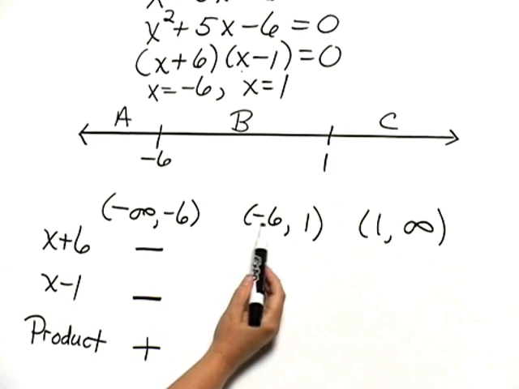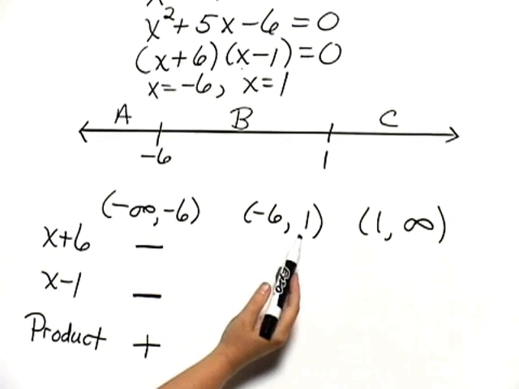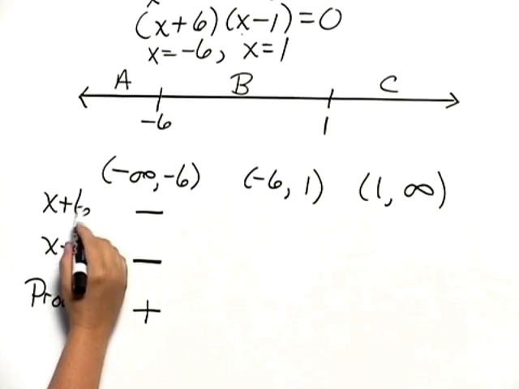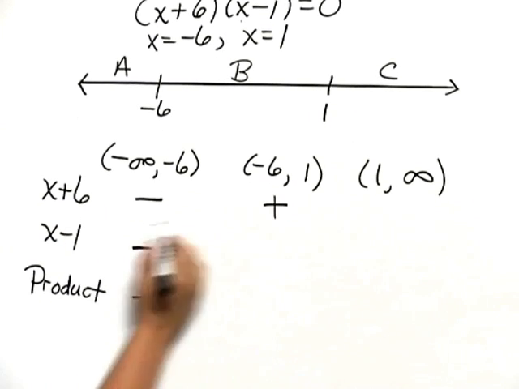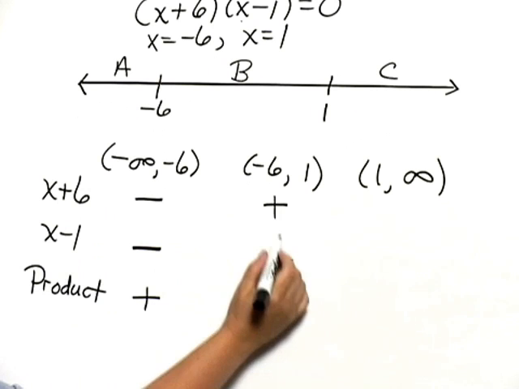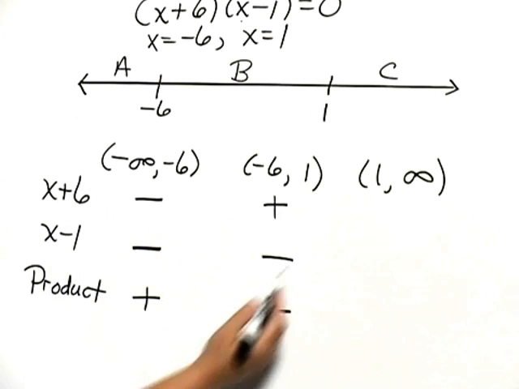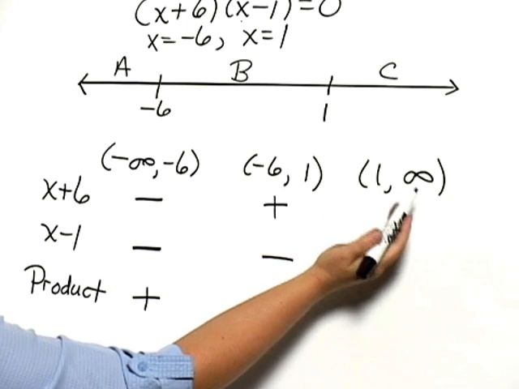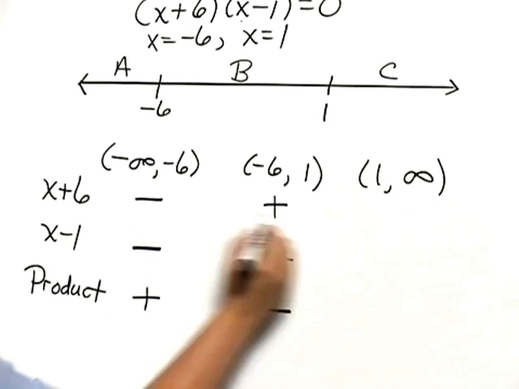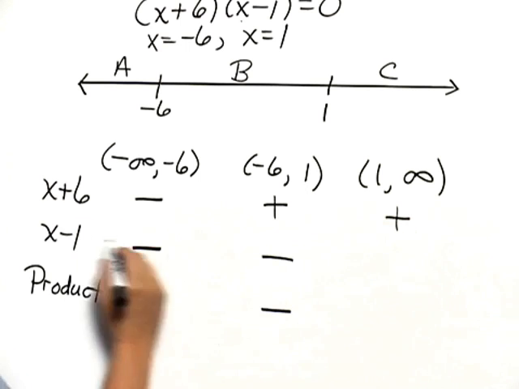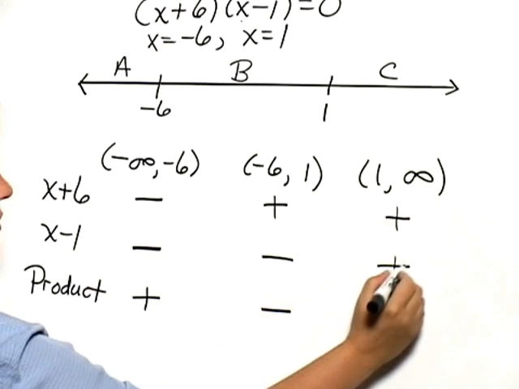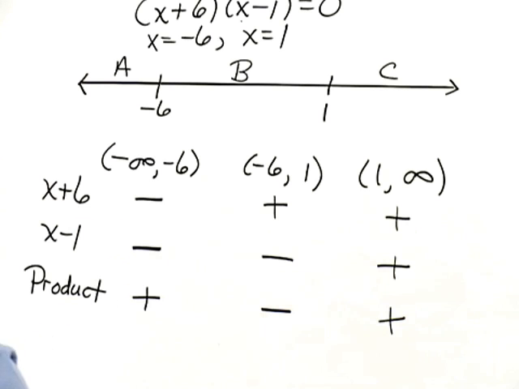Let's think here for x between negative 6 and 1. For example, if x were 0, then this factor would be positive, this factor would be negative, and their product would be negative. When x is greater than 1, say for 10, for example, this factor would be positive, and this factor is positive, so their product is positive.